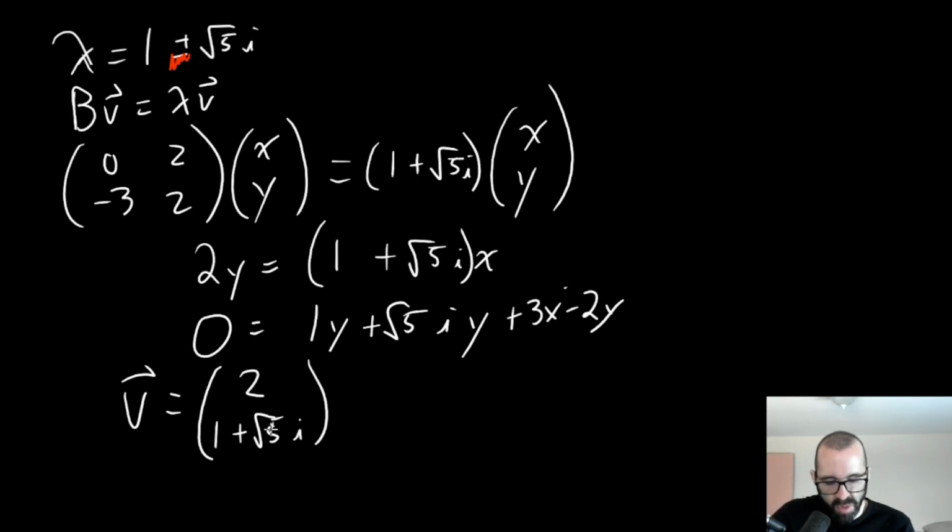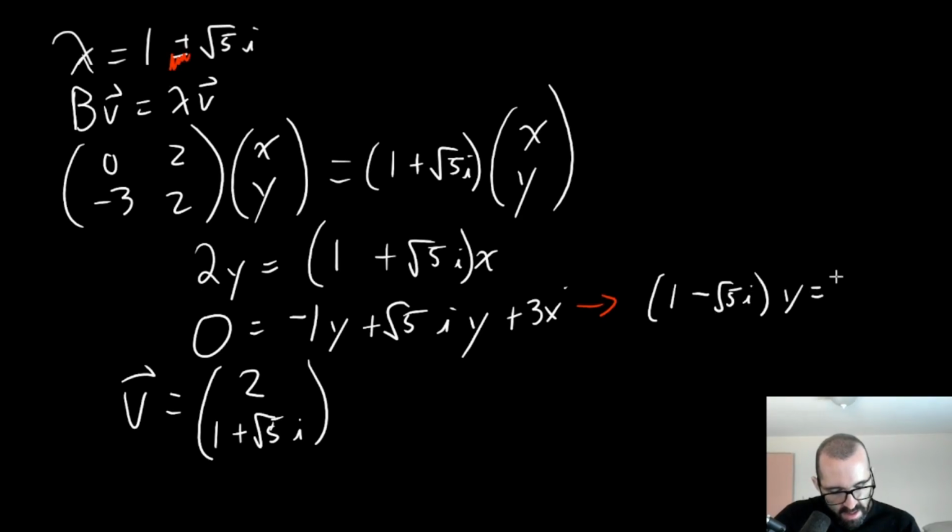And maybe this is the trickiest, weirdest part, depending on your experience here. And over here, right, this can be simplified into negative y. Right, 1y minus 2y is negative y. And then, oh, okay, we can rewrite this as 1y minus root 5 I times y equals 3x. If we add that over, and again, if x is, wait a minute, something weird happened.